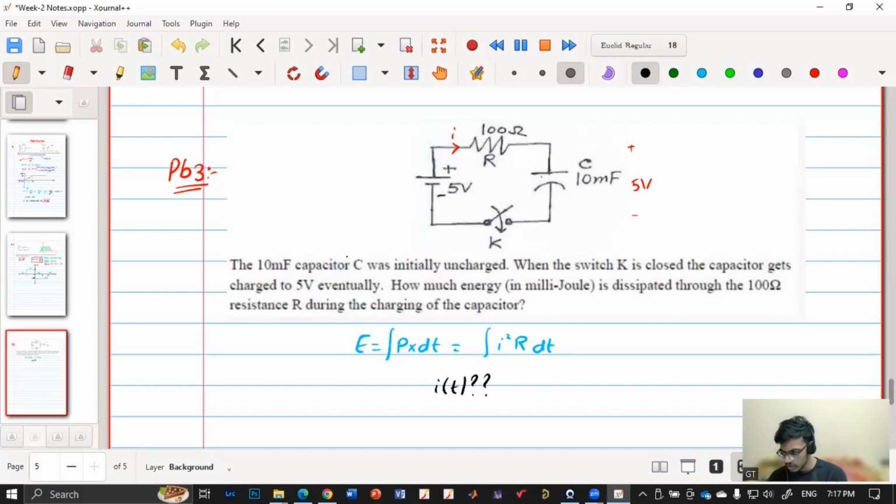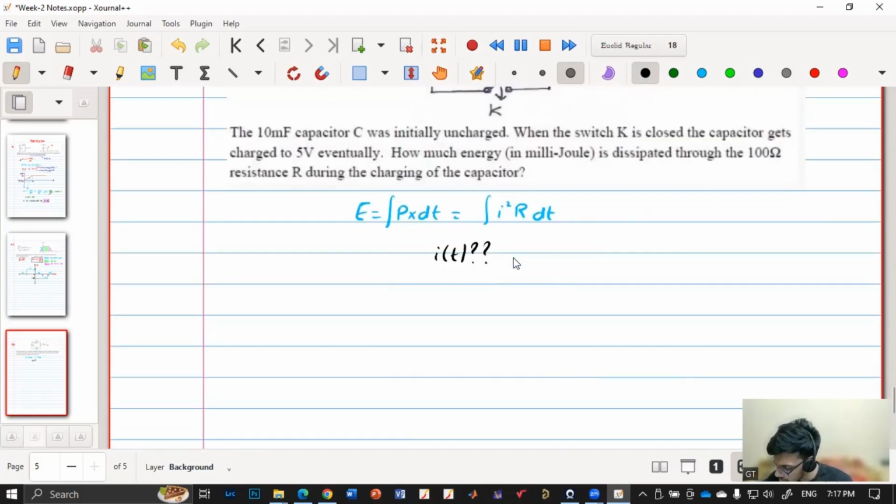So what is my I of t? If I substitute it here, then I'll get to know the energy dissipated. So 5 volt is connected in series with the resistor, which is connected in series with the capacitor. If I write KVL, can someone tell me what will be the KVL equation?